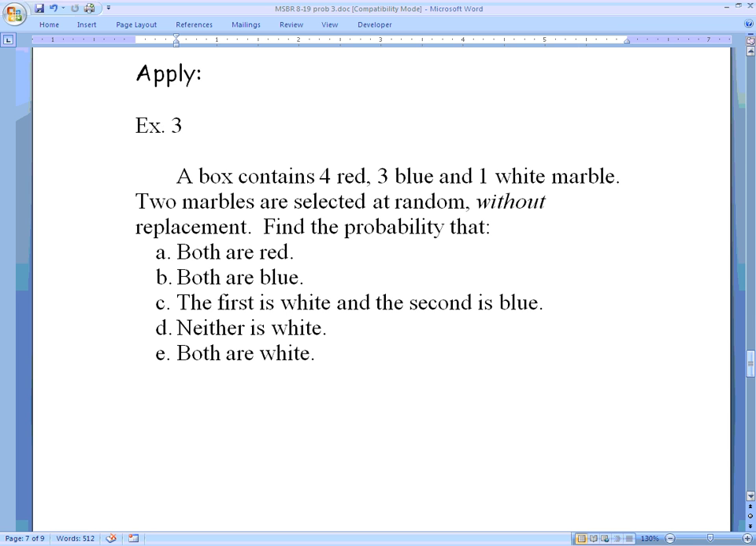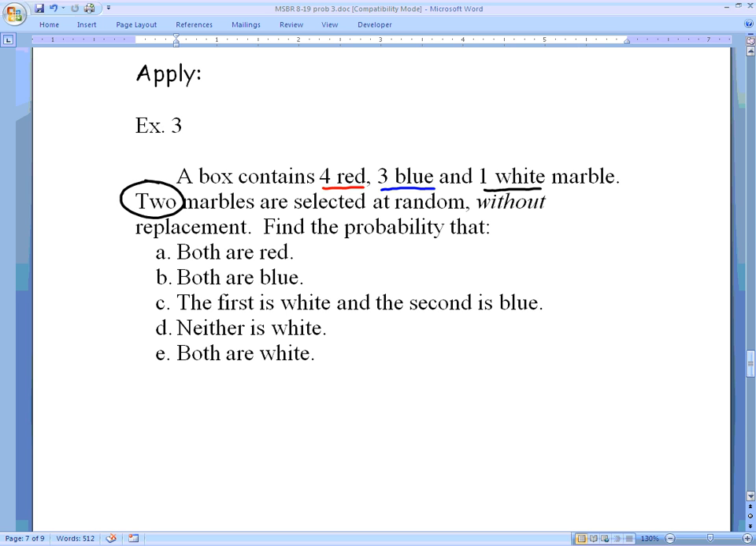A box contains 4 red, 3 blue, and 1 white marble. 2 marbles are selected at random without replacement. Find the probability that both are red, both are blue, first is white, second is blue, neither is white, both are white.